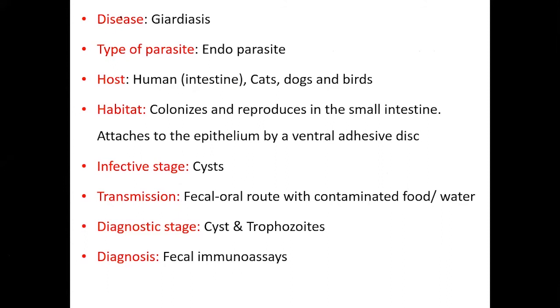Okay, so the disease caused by Giardia is known as giardiasis. It is an endoparasite, and the host is human, cats or dogs. As well as that, Giardia can infect cats, dogs and birds other than humans. The habitat is our small intestine, and the infective stage is the cyst. How can it transmit the disease? By the fecal-oral route, with contaminated food or water. The diagnostic stages are the cyst and the trophozoite.